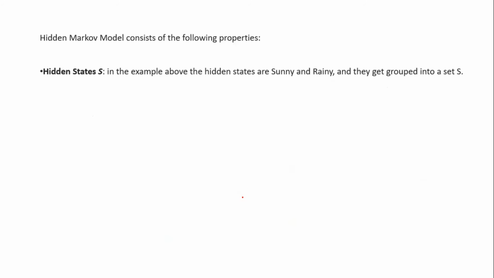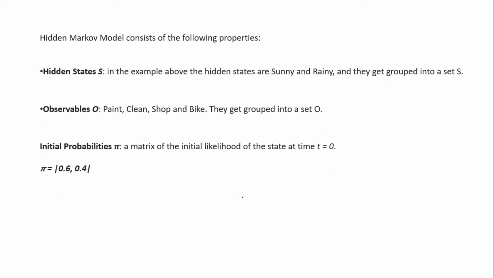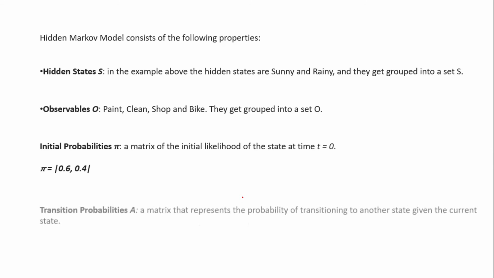So these are some properties. We just saw hidden states. The two hidden states we used are sunny and rainy. Observables are paint, clean, shop, and bike. All these things should be arranged in the form of a set. Initial probabilities are represented with pi, which is equal to 0.6 and 0.4.